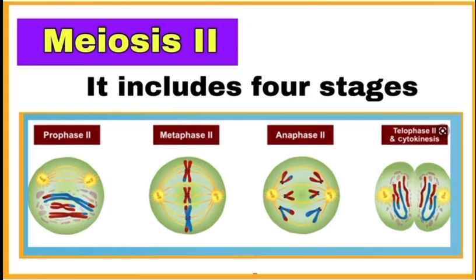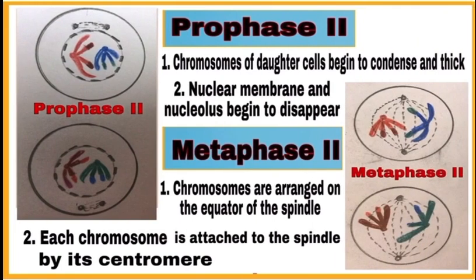Next come to meiosis II. It includes 4 stages: prophase II, metaphase II, anaphase II and telophase II. In prophase II, chromosomes of daughter cells begin to condense and thick, and nuclear membrane and nucleolus begin to disappear. In metaphase II, chromosomes are arranged on the equator of the spindle, and each chromosome is attached to the spindle by its centromere.